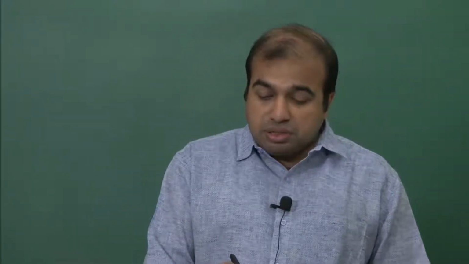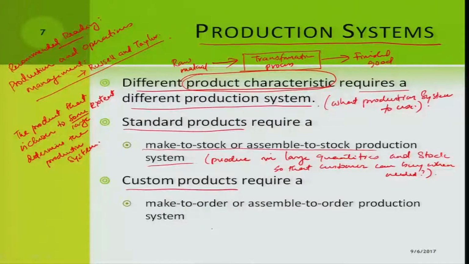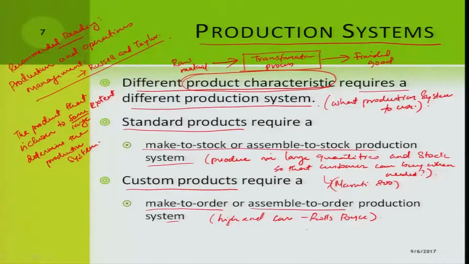Whereas custom products, on the other hand, are a different story. Custom products pretty much use a make to order or an assemble to order production system. An example of this is high end cars like Rolls Royce. They don't make Rolls Royce and just keep it on the shop floor. So here you can think about Maruti 800 as a make to stock system, whereas a Rolls Royce Phantom is definitely not make to stock, it is make to order.